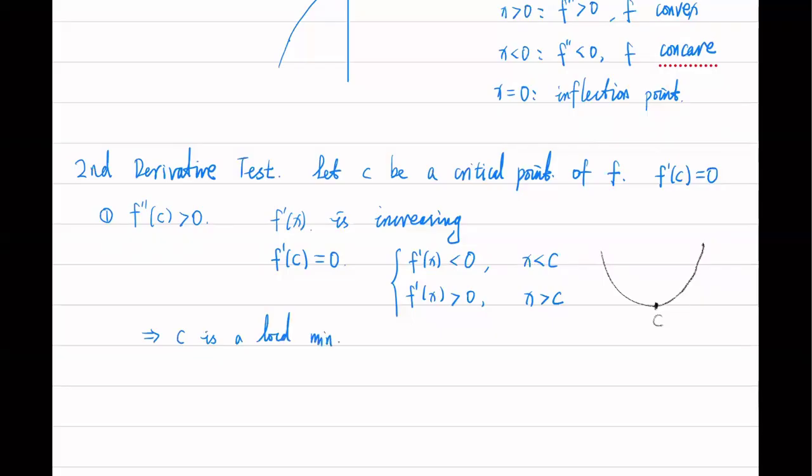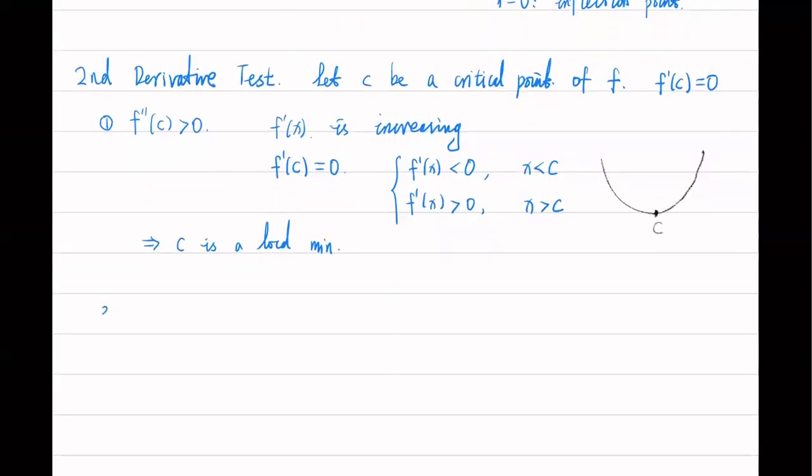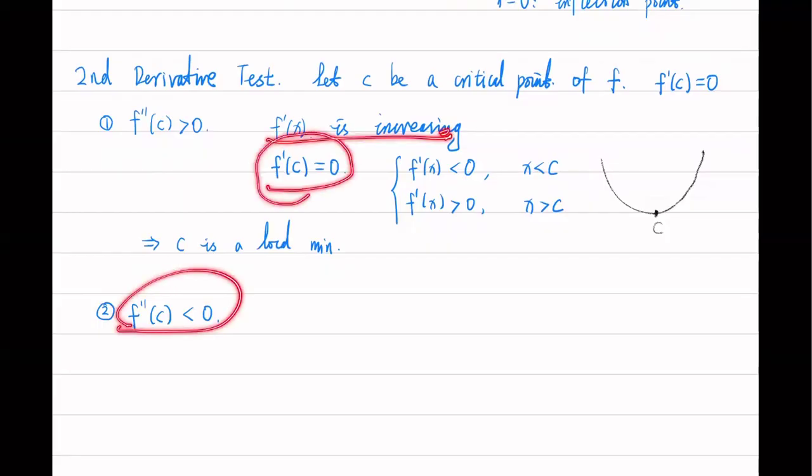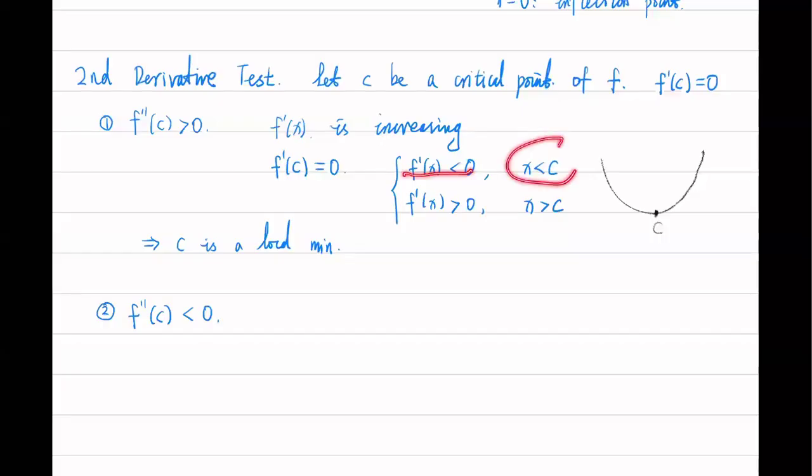Okay, the second case, when the second derivative is negative, now we just reverse everything. What can we say about the derivative in this case? Decreasing. Decreasing again to zero. What can we say about the derivative when x is less than c? So they will be positive. Positive, decreasing to zero.